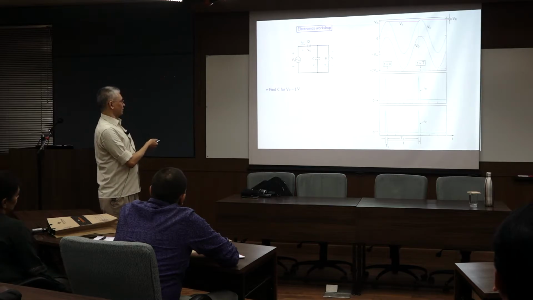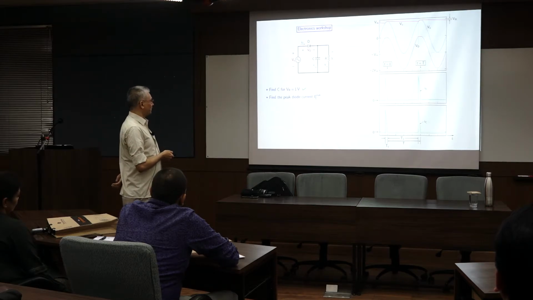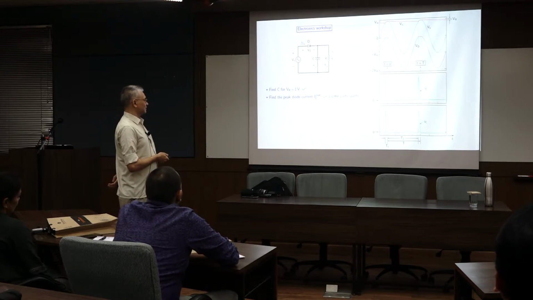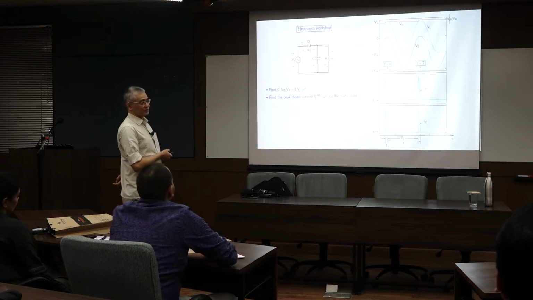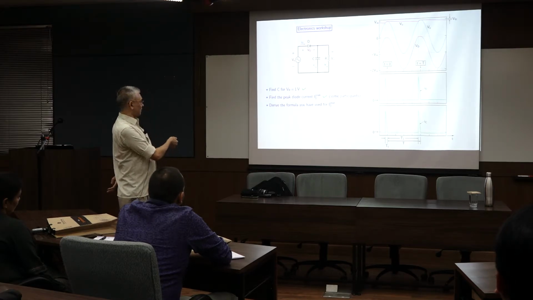So let's say I ask some questions. What is the value of C for a ripple voltage of 1 volt? Fine. Okay, they know the formula. They plug it in. They get the answer. Fine. Find the peak diode current. Some participants do it, again, because there is a formula for it. Starting from scratch, nobody would be able to do it. Derive the formula that you used in this part.